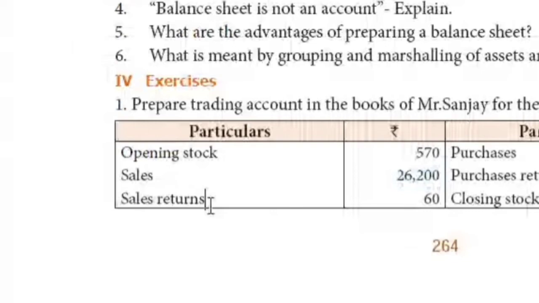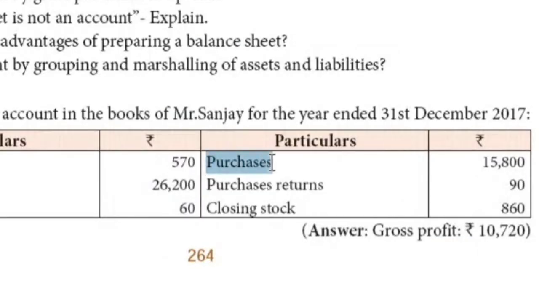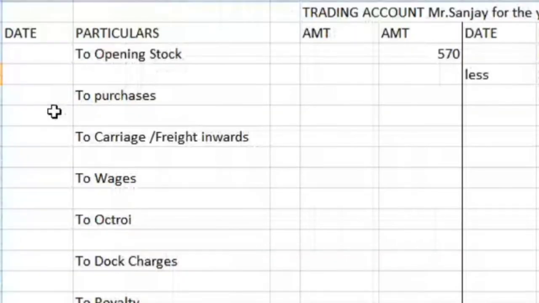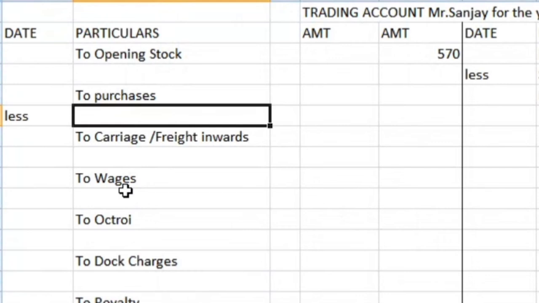We finished sales and sales return. Now the right side we got purchases 15,800, and when you have looked at purchases, there itself see whether purchase return is given in the sum. Yes, below it we got purchase returns of 90. So go to your answer and you left a line below purchases, right? Put there less purchase returns.